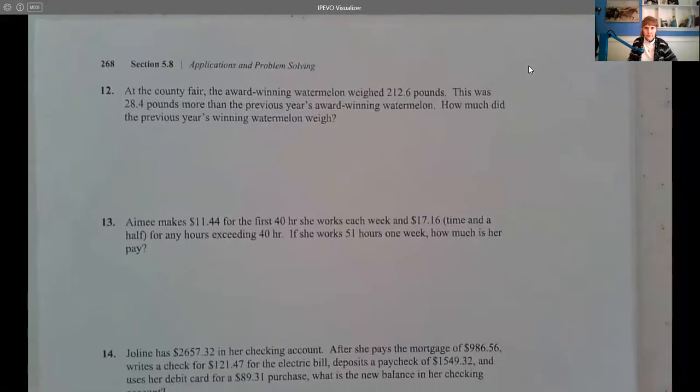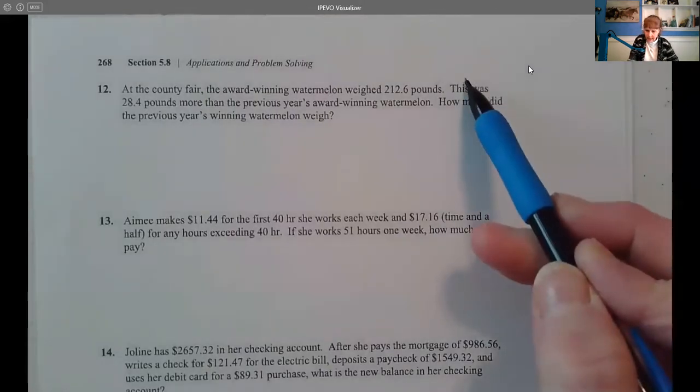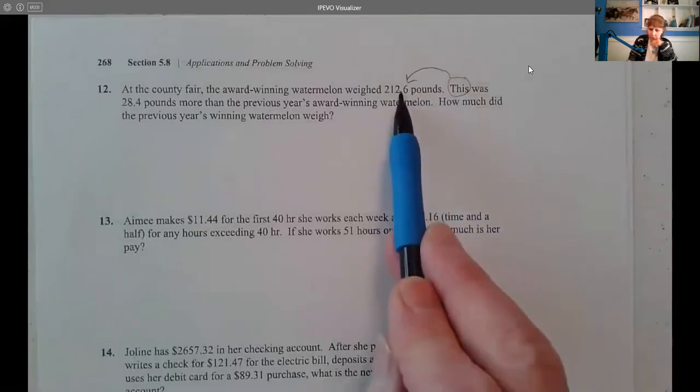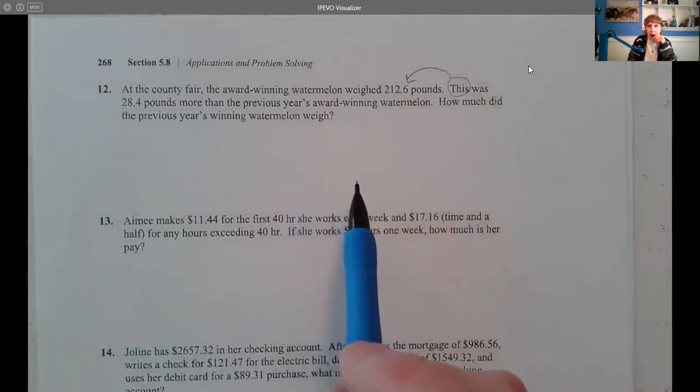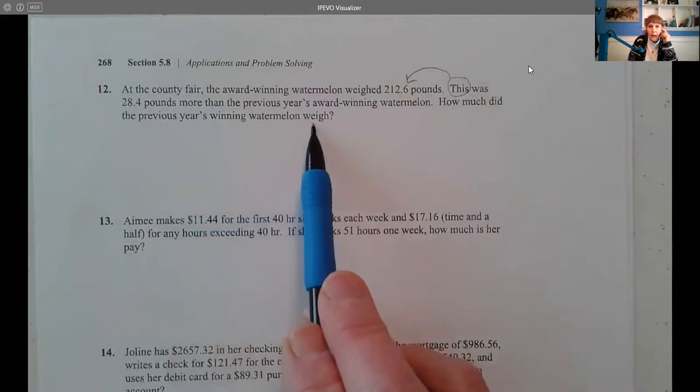Okay. Here we have another one. At the county fair, the award-winning watermelon weighed 212.6 pounds. That's a big watermelon. This was 28.4 pounds more than the previous year's. So this one was 28.4 pounds more than what it was the year before. How much did the previous year's winning watermelon weigh?